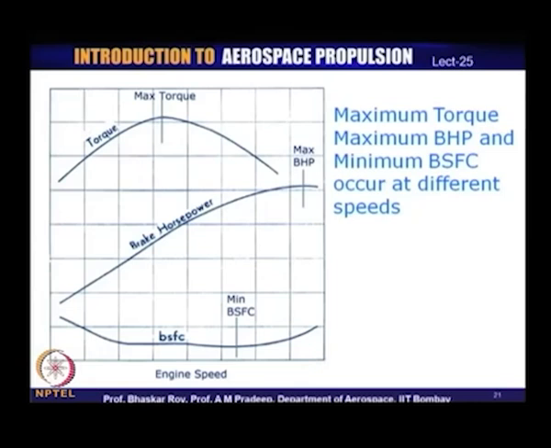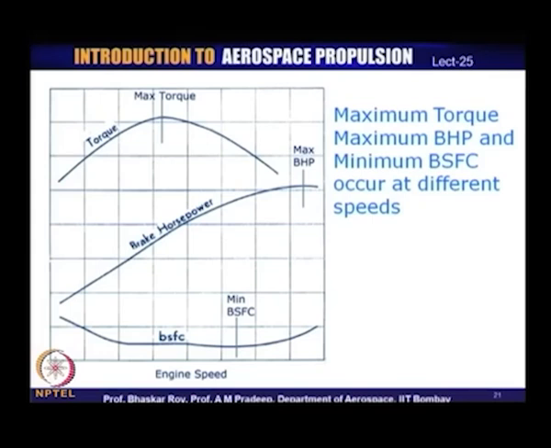So, we see now that maximum torque occurs at some speed, maximum power occurs at another speed, and minimum BSFC happens at a third speed. So, we have 3 different speeds, and this is true of most engines, all kinds of engines, that is, the IC engines that power the aircraft power plant. And this is what an engine operator will have to quickly figure out and apply his engine control to operate.